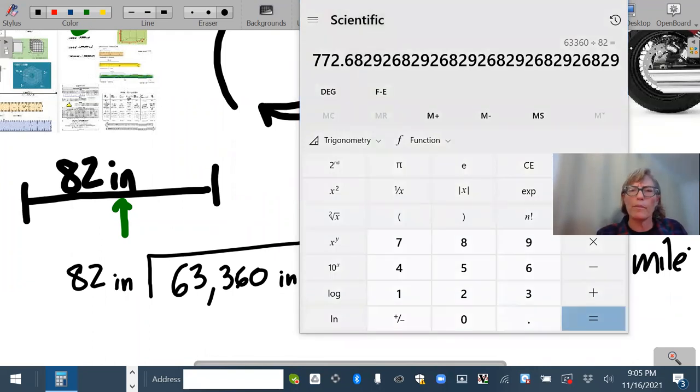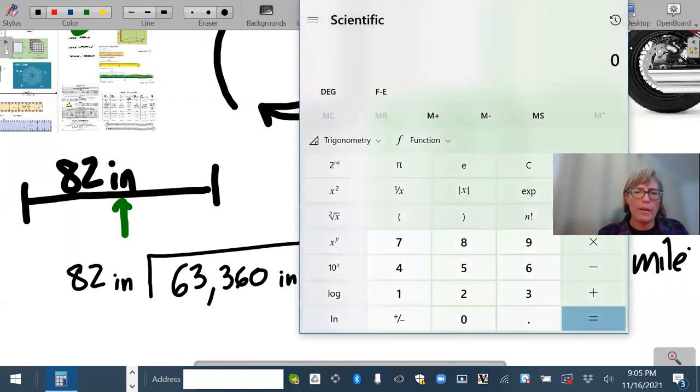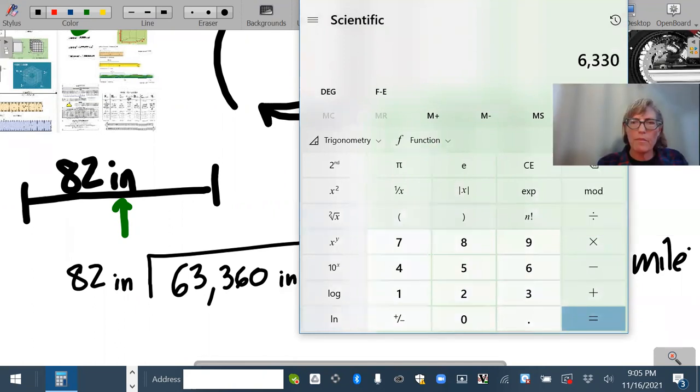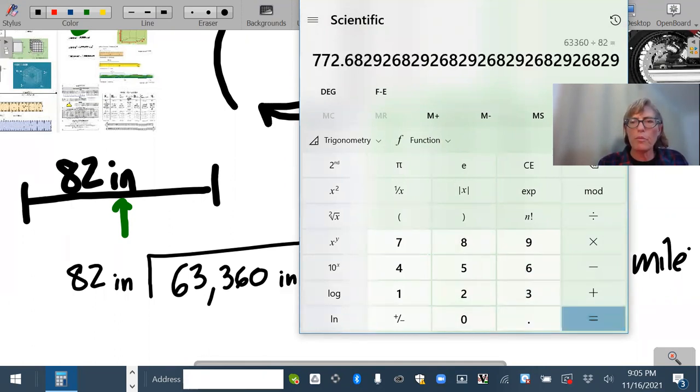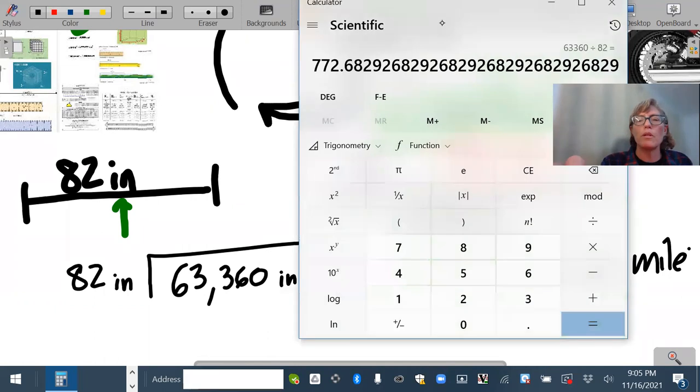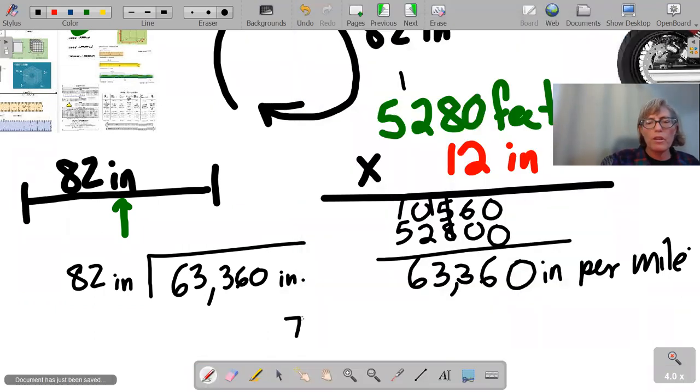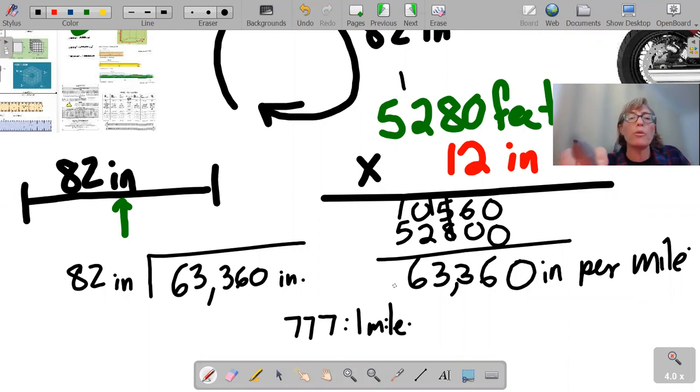No, something's wrong. That's not right. 63360. There we are, divided by 82. That's okay. So it is turning 773 times. So that ratio is approximately 773 turns per 1 mile. So you have to watch out for units when you're dealing with ratios.